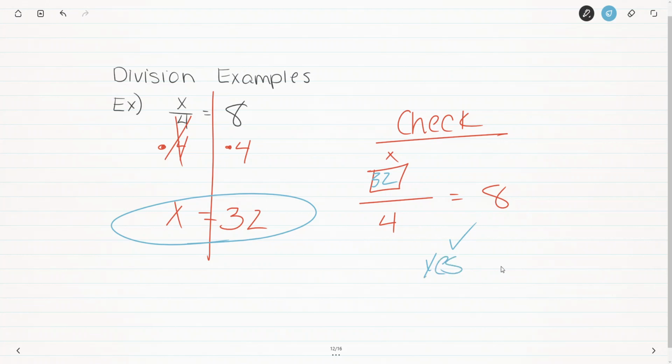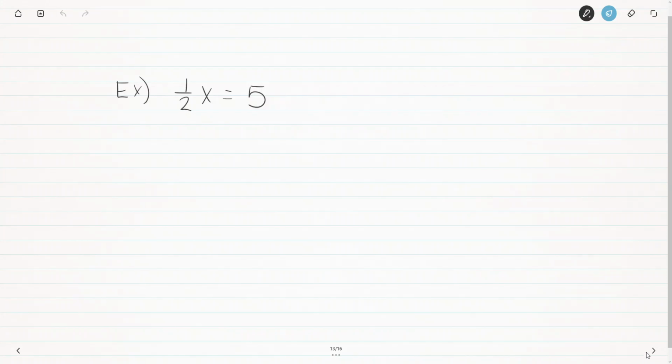Now, if you don't get it when you do your check step, remember I made the mistakes in the last video. You have to go back into your work and check to see what you are doing here. Where did I make a mistake? Did I copy the problem right? Did I do the correct inverse operation? Did I do the correct multiplication? So make sure you're always checking your work. All right, we have one more example to do together. And then I'm going to have you try a few on your own.